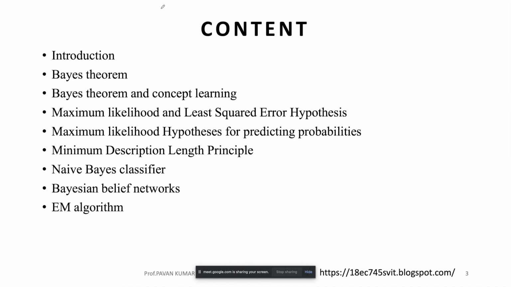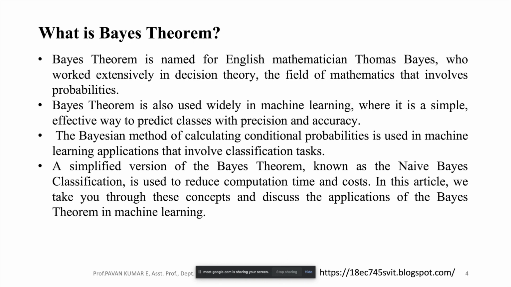So these are the contents: introduction, Bayes theorem, Bayes theorem and concept learning, maximum likelihood and least square error hypothesis, maximum likelihood hypothesis for predicting probabilities, minimum description length principle, Naive Bayes classifier, Bayesian belief network, and EM algorithm. These are all the small topics we have in module 4. So the first question here is: what is Bayes theorem?